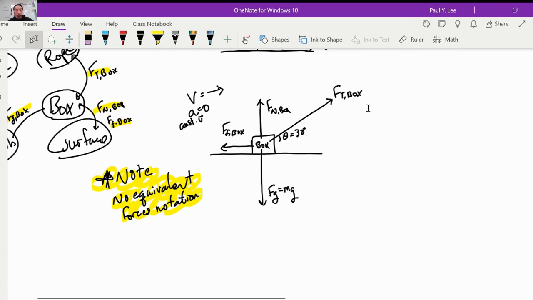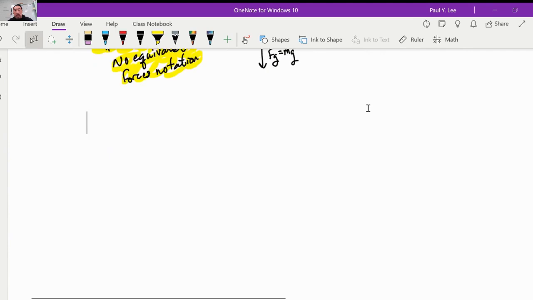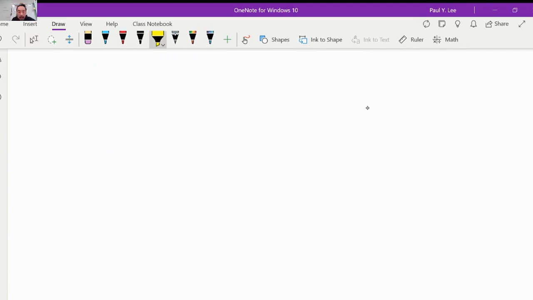All right, so now that we have a free body diagram, what we can do now is create a free body diagram, but with components. And once again, it's a component version that helps us out with the math. So let's just quickly sketch one of those out. We have F of g equals mg.